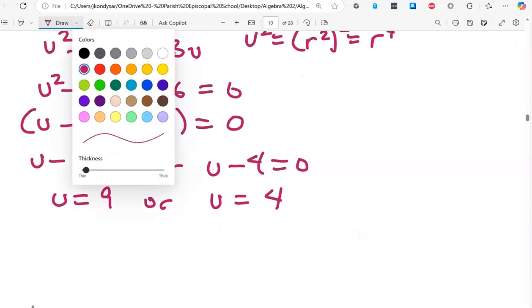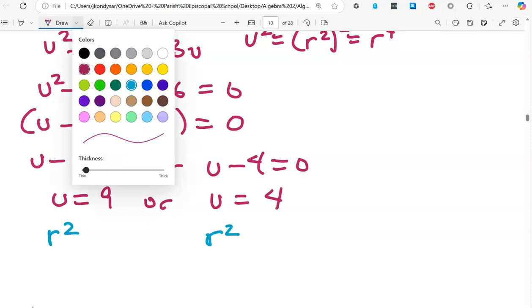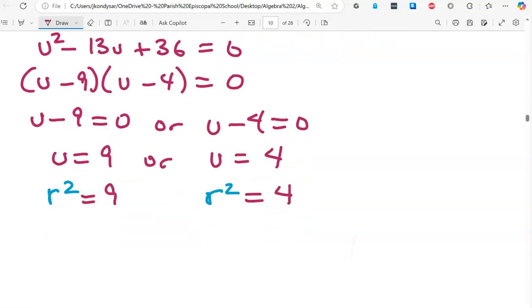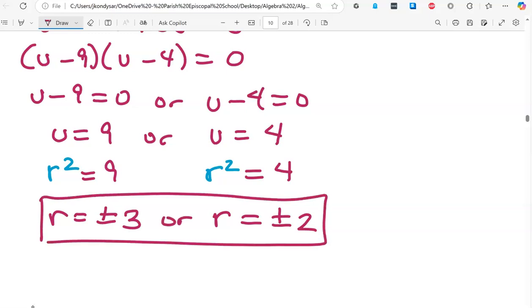Let's make a back substitution. U was originally r squared, so r squared is equal to 9, or r squared is equal to 4, which is going to give us r equals ±3, or r equals ±2. So 4 solutions total.